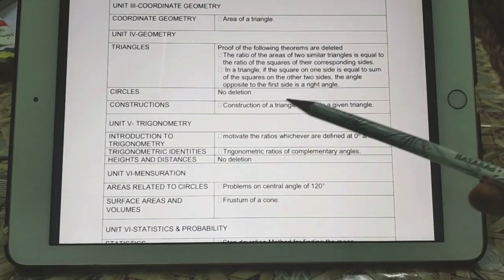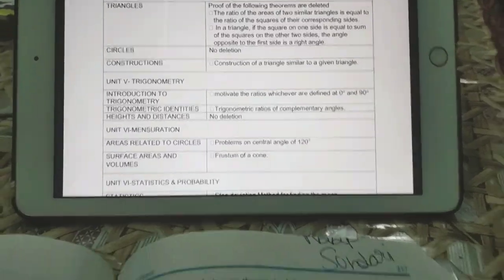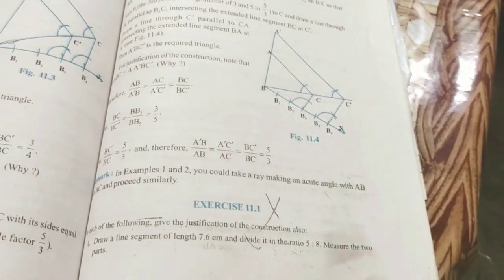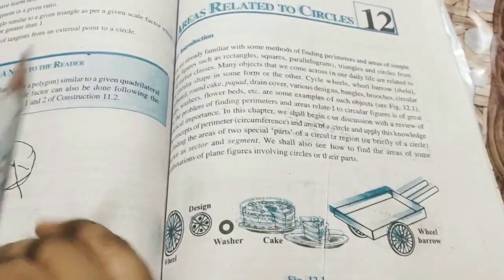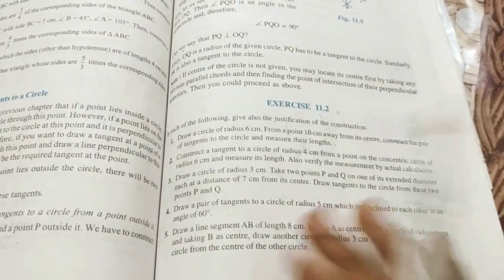Next one is constructions, chapter number 11. There is construction of a triangle similar to a given triangle. Okay, so this has been removed. So coming to the construction chapter, in this exercise 11.1 full exercise has been removed. Only 2 exercises are there, so you have to only focus on exercise 11.2, so questions will come only on this basis.